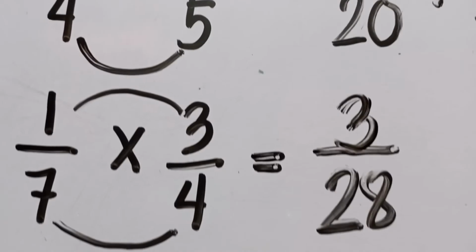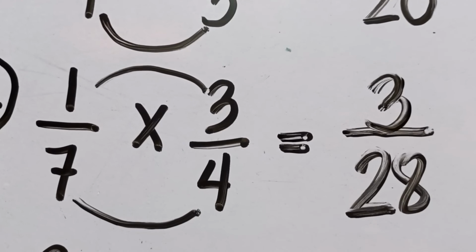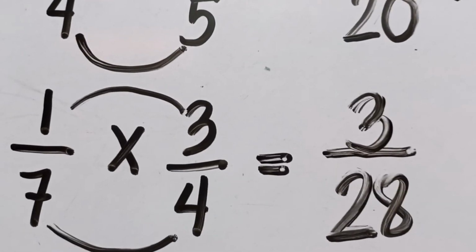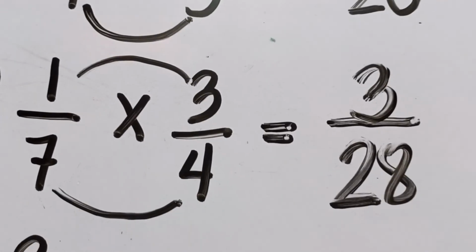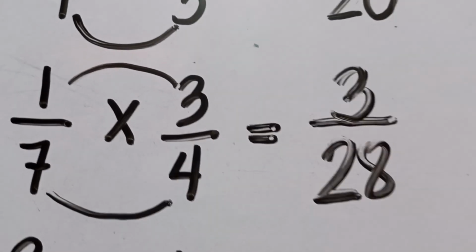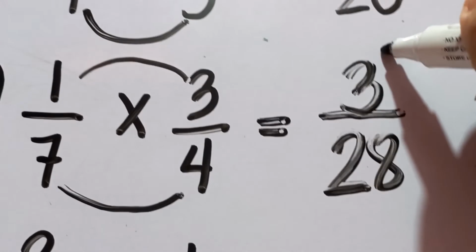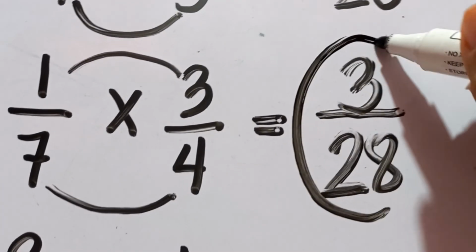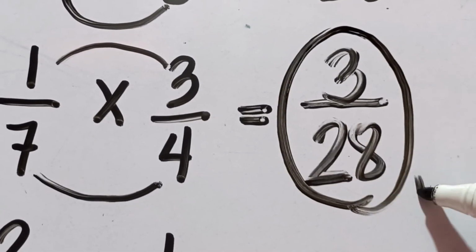Okay, we have here 3/28. What is the GCF of 3 and 28? Correct. The answer is 1. Therefore, 3/28 is already in its lowest terms.